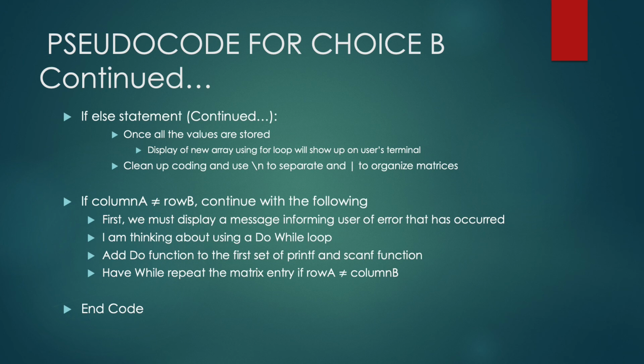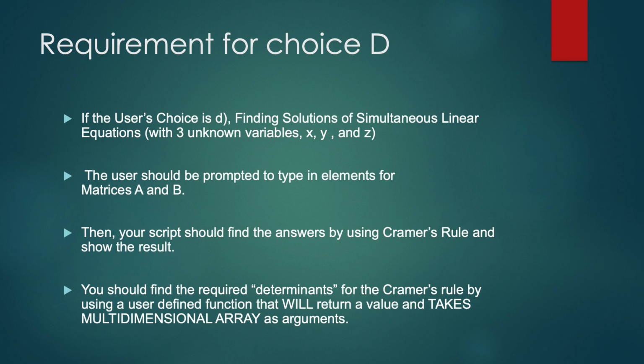for choice B. To start off for choice D, we will have to look at the requirements given to us. The first requirement is we will have to be finding the solution of a simultaneous linear system with 3 unknown variables, which will be x, y, and z. The user will be prompted to type in the elements for both matrices A and B, and the script will be used to find the answers by using Cramer's rule and show the result to the user's terminal.